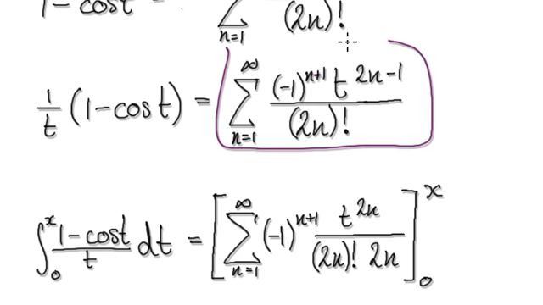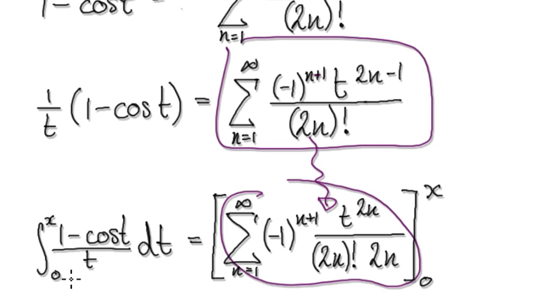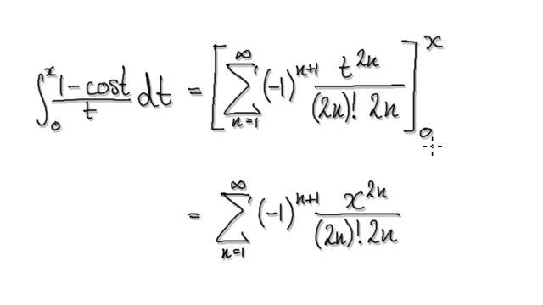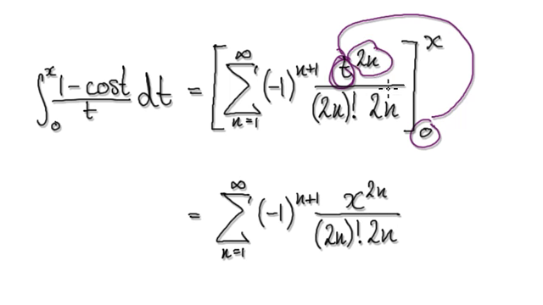From here, if you integrate the series, it will give you this thing here. But then we're evaluating it from 0 to x. Hang on, let me think. When you put 0 into here, it will be 0 to the power of whatever, which is 0, and then the whole thing will be 0.